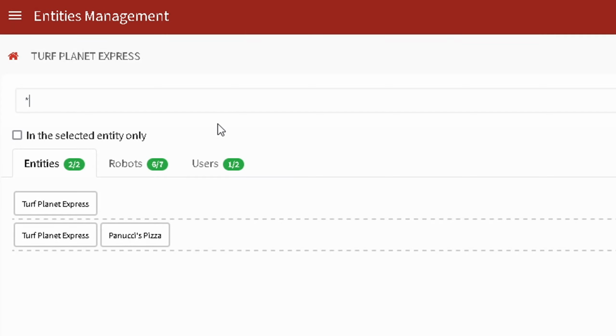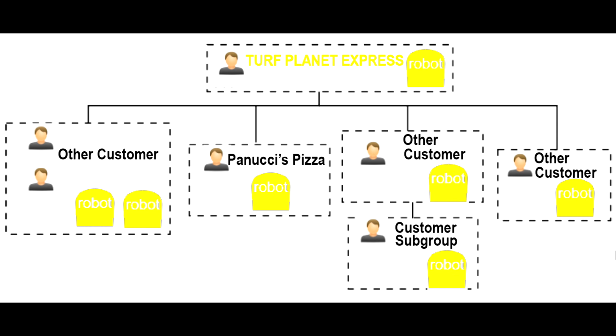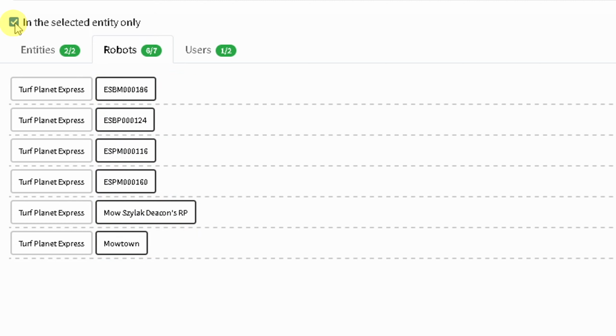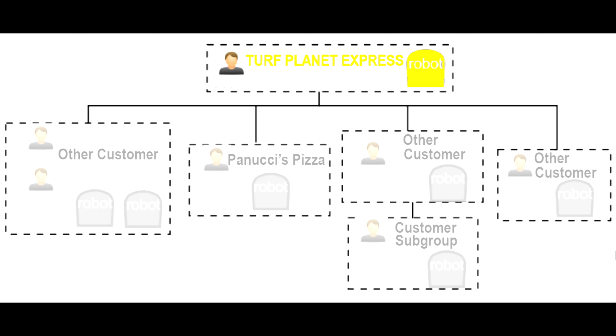One other feature in the entities management search is this checkbox that says in the selected entity only. So if we do a normal search, this will show us all the robots that are within the Turf Planet Express entity and within any entity that is lower than Turf Planet Express. For example, you can see the Panucci's Pizza robot here alongside all of our inventory robots and all of our active robots. If we select the checkbox, it just shows all of the robots that are within the entity Turf Planet Express and not any sub-entity.